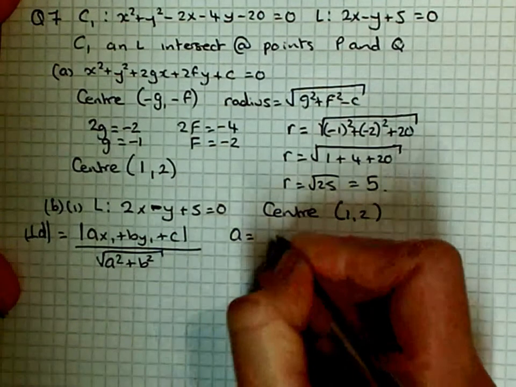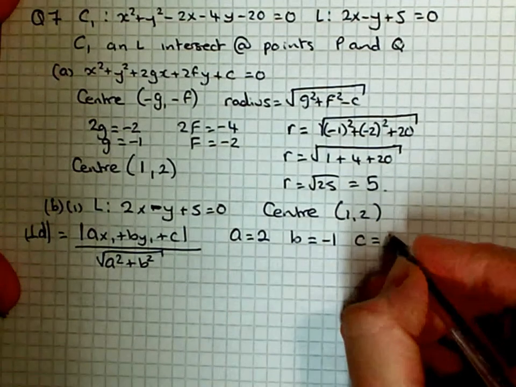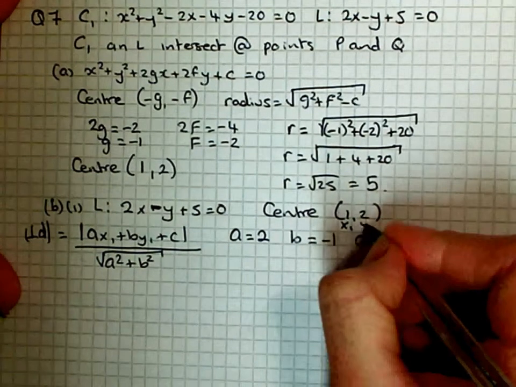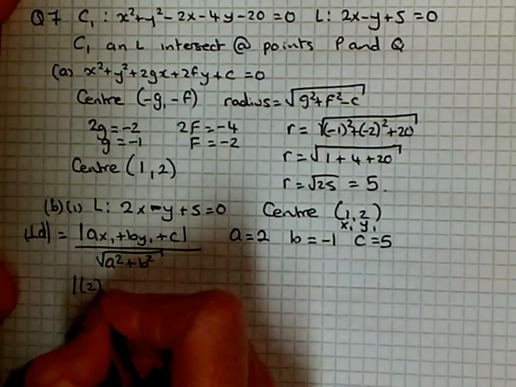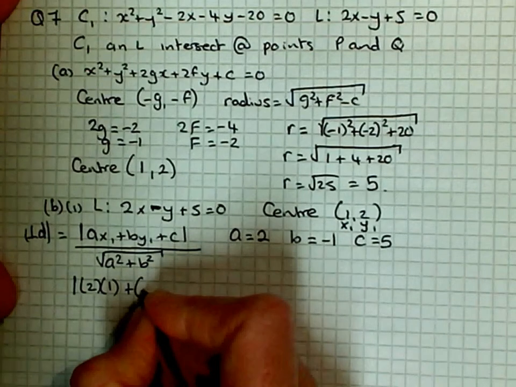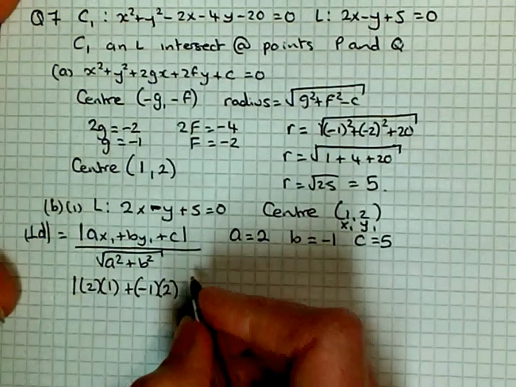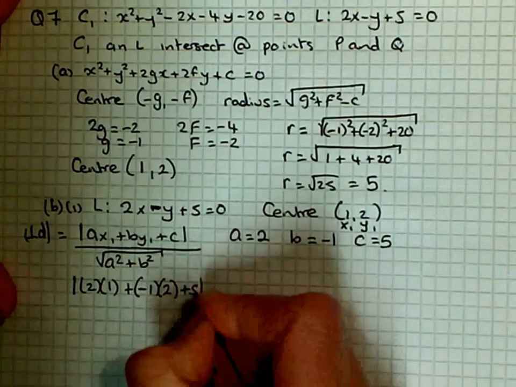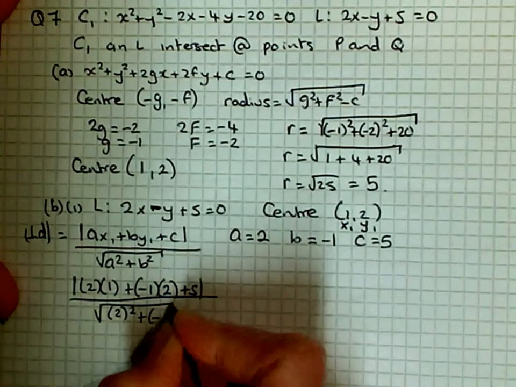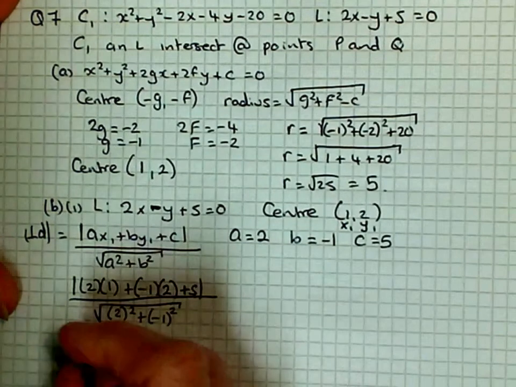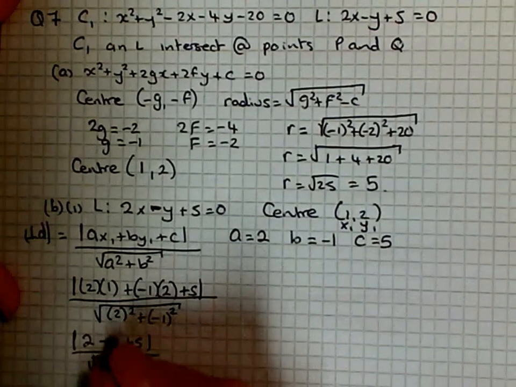So a is the number in front of x, which is 2, b is the number in front of y, which is minus 1, and c is the constant, which is 5, and this is our point x1, y1. So it is 2 by 1 plus b, which is minus 1, by y1, which is 2, and then plus c, which is plus 5, all over the square root of 2 squared plus minus 1 squared. So that's going to be 2 minus 2 plus 5 all over the square root of 4 plus 1, which is 5.